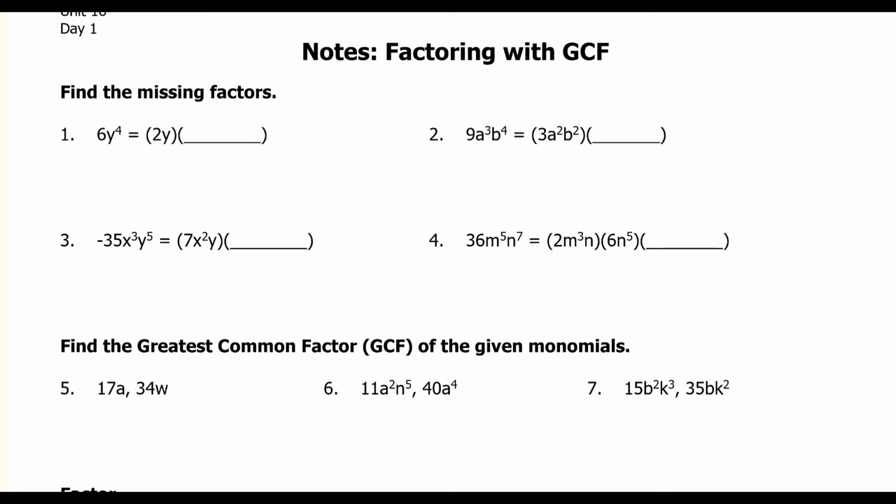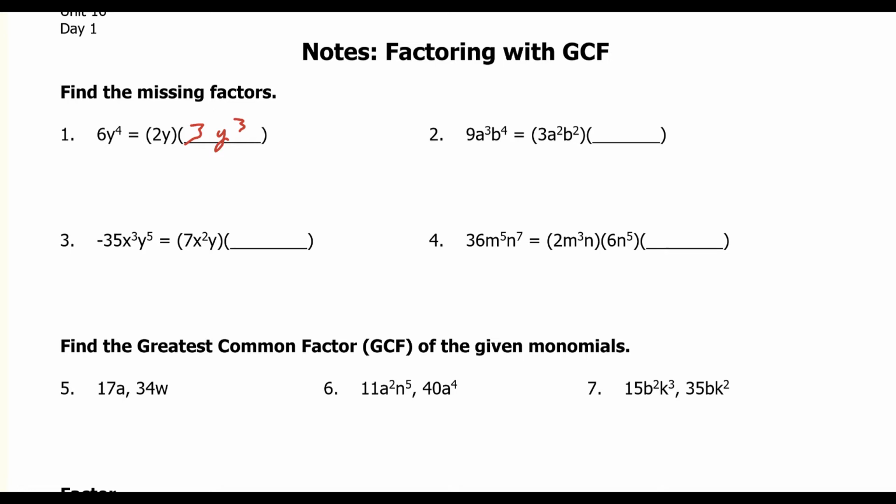Now, number one says 6y to the fourth equals 2y times something, and it's looking for the missing part. Now, we all know that 2 times 3 equals 6. Alright, now y times y to the third equals y to the fourth. It's that simple.